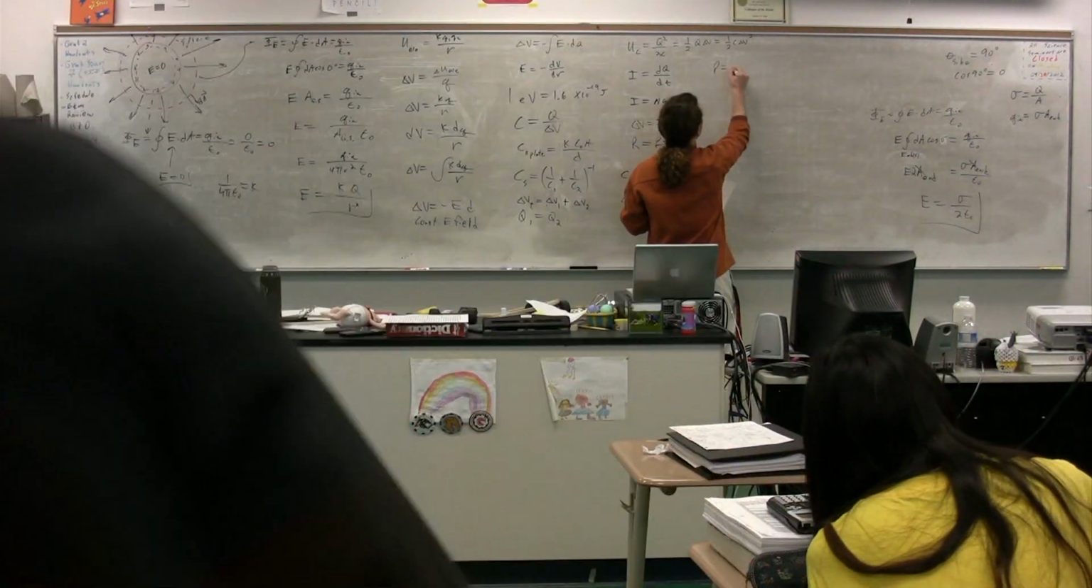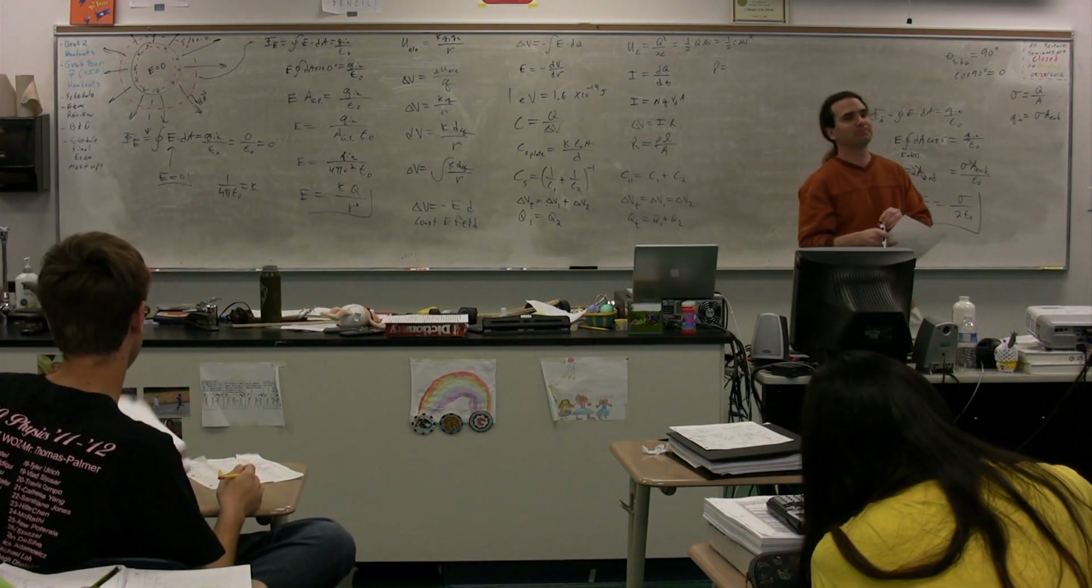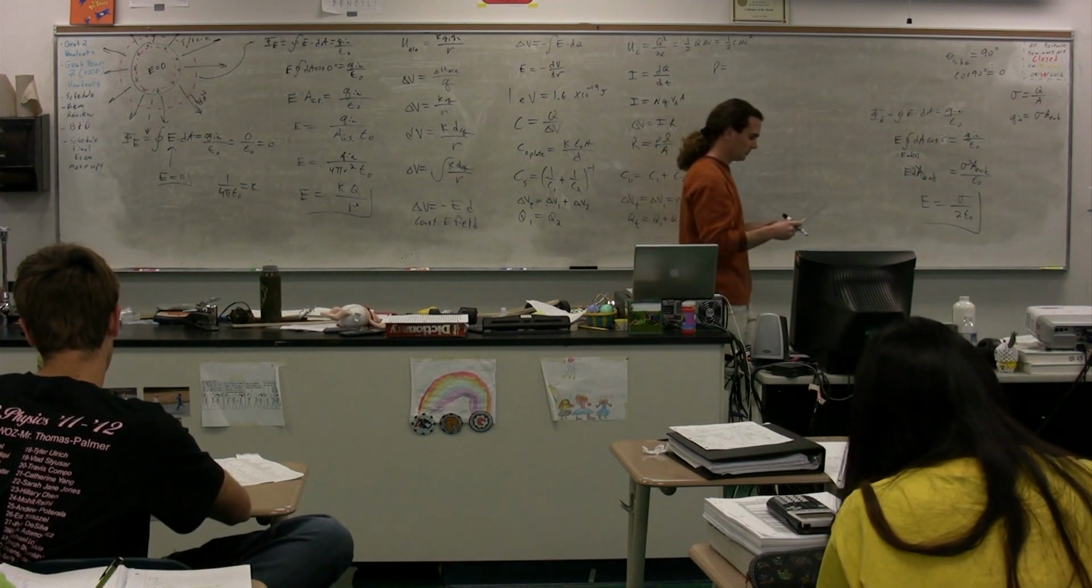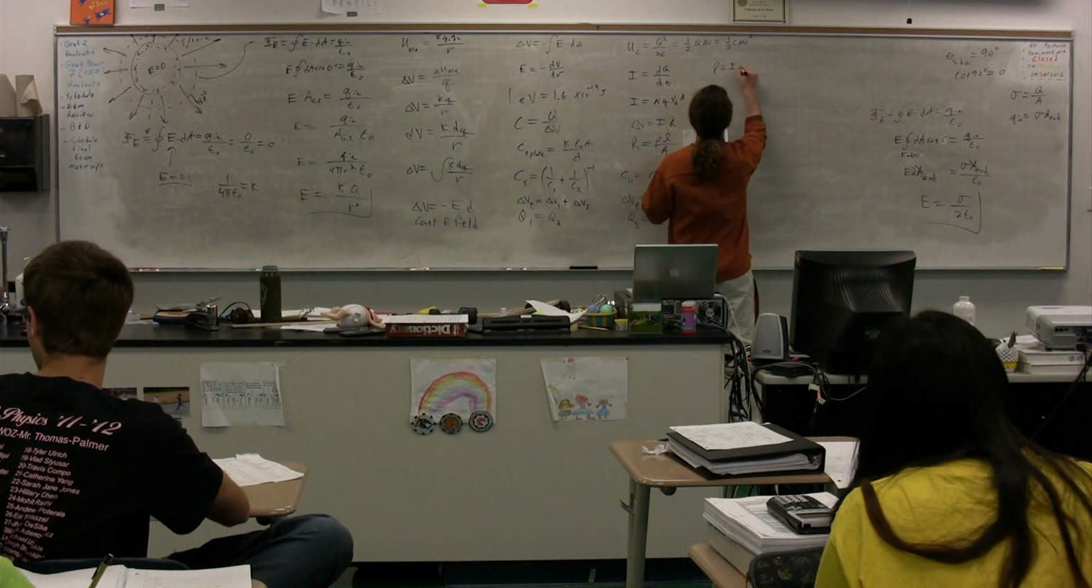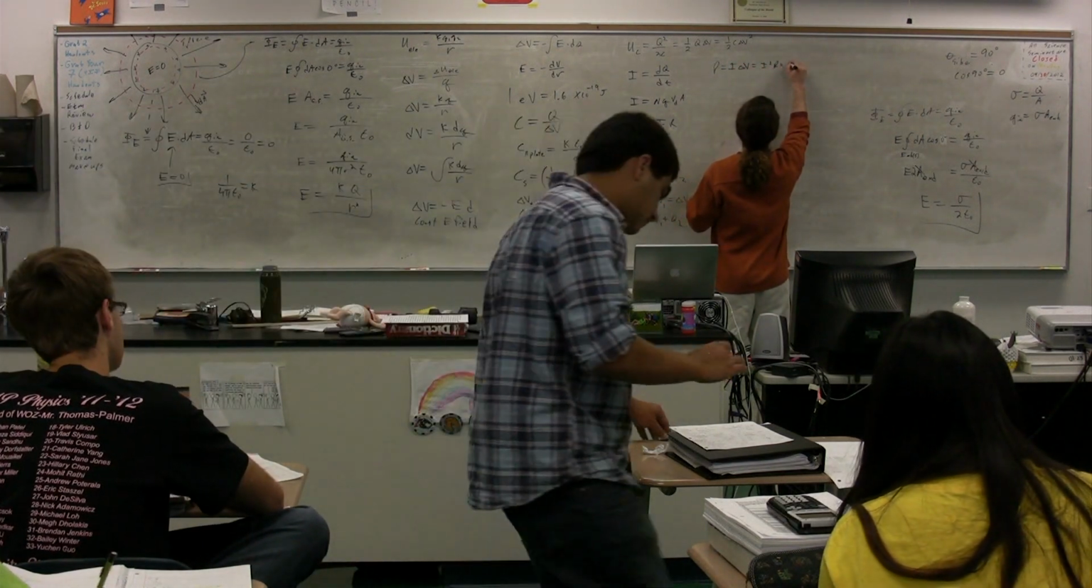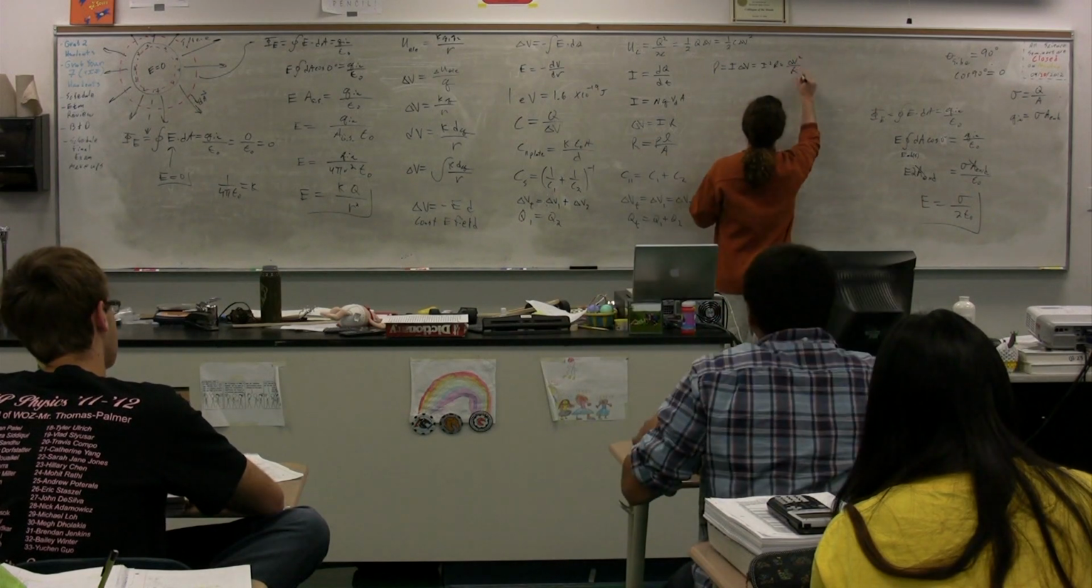Thank you. All right, we have 3 equations for electric power. Gary? Current times the electric potential difference, current squared times resistance, and electric potential difference squared over resistance.